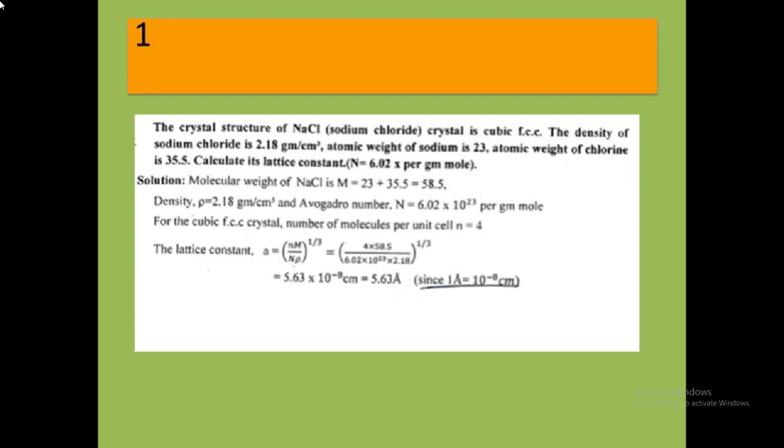So in this case, an FCC crystal is given, so n is equal to 4, and the lattice constant a is equal to n capital N divided by N into rho, whole to the power 1/3. You need to substitute all these values. a is equal to 4 into 58.5 divided by 6.02 into 10 to the power 23 into 2.18, to the power 1/3. When you solve, you will get 5.63 into 10 to the power minus 8 centimeter, that is 5.63 Angstrom. As we know, 1 Angstrom is equal to 10 to the power minus 8 centimeter.